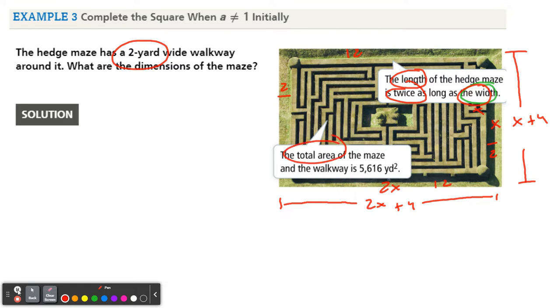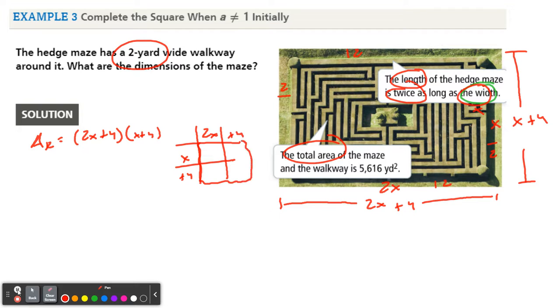It tells you that the total area is this big, huge number. Oh, shnikey. So here's what we're going to do. First thing we're going to do, we're going to find the area of this whole thing. So area of this rectangle is going to be base times height. 2x plus 4 times x plus 4. I'm going to do box method. So here we go. 2x plus 4, x plus 4.